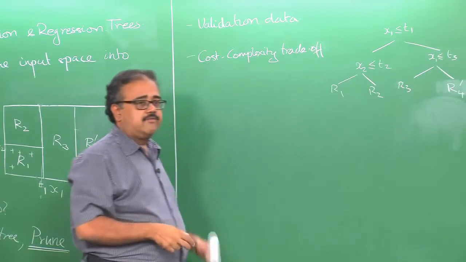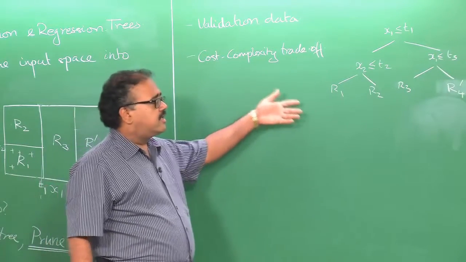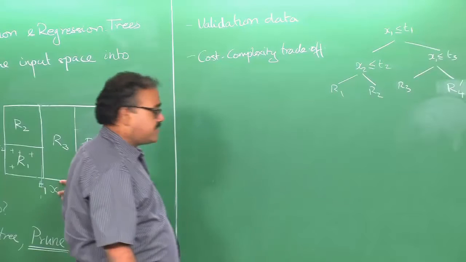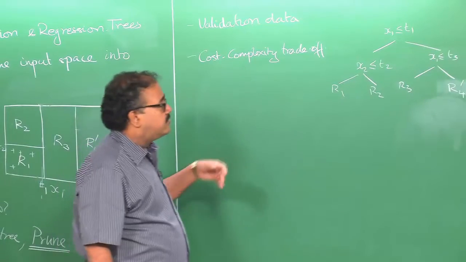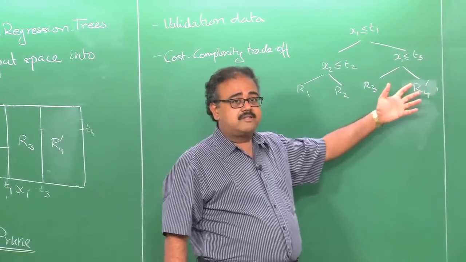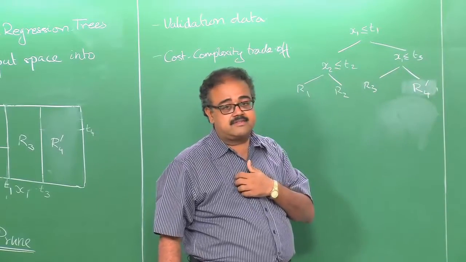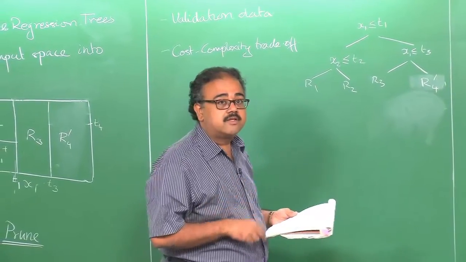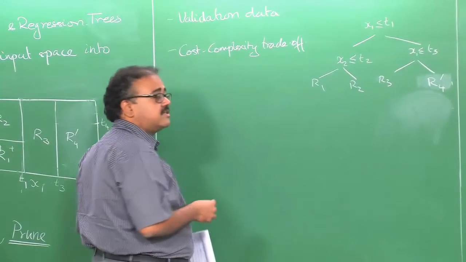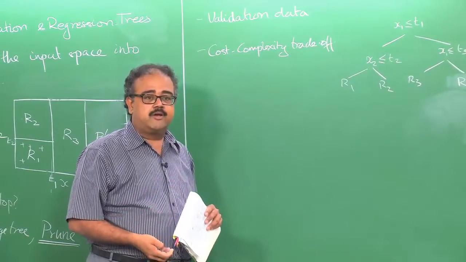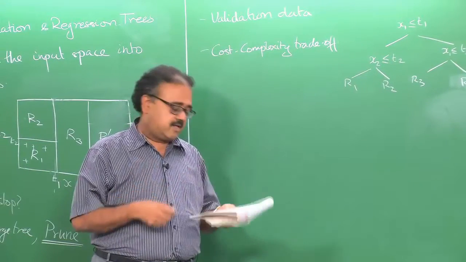cost complexity trade-off. There is a cost that you incur in terms of the misclassification, or the misprediction in this case, that you are going to make because of the reduction in the number of regions. And the complexity is essentially the number of tests that you have to perform and the size of the decision tree that you are operating with. So, this is the cost complexity trade-off, and depending on which side of it you want to be on, you can get more complex or less complex trees.